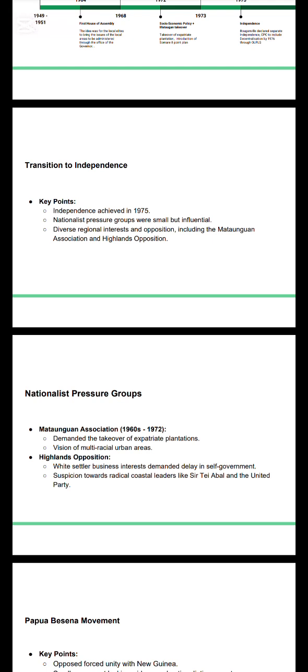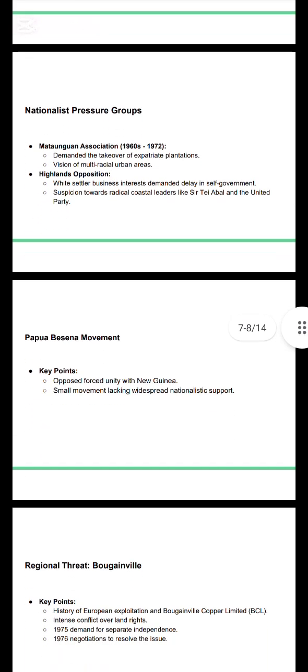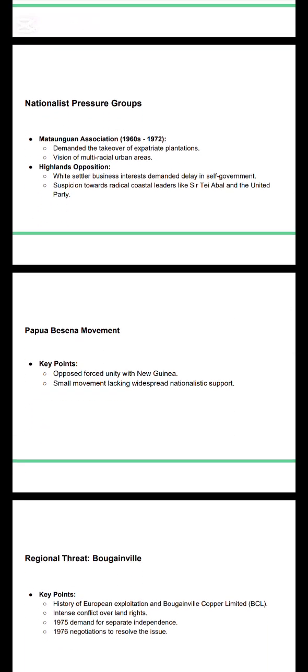And in addition to that, their interests and what they were advocating for were diverse. All right? There was no unity in what they were advocating for. There was no one argument that they were advocating for. So their interests were diverse. So within that framework, let's look at the nationalist pressure groups involved.